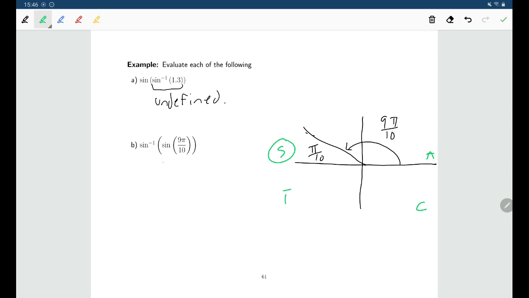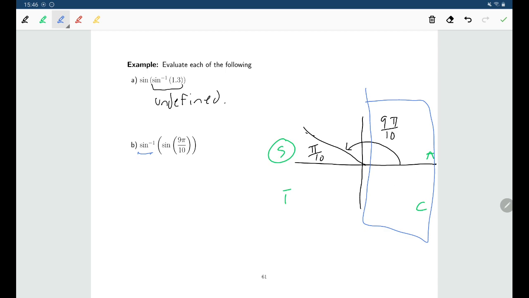So when we ask ourselves, what is sine inverse of sine of 9 pi over 10, we're going to get an angle back as our answer, but it won't be 9 pi over 10. The reason it won't be 9 pi over 10 is that the restricted domain for sine is from -pi/2 to pi/2. So whatever I get as my answer for sine inverse, it's going to be an angle that's somewhere in either quadrant 1 between 0 and pi/2, or quadrant 4 between 0 and negative pi over 2.